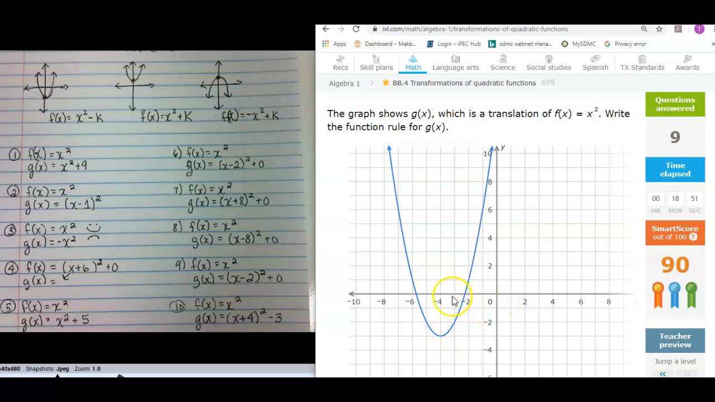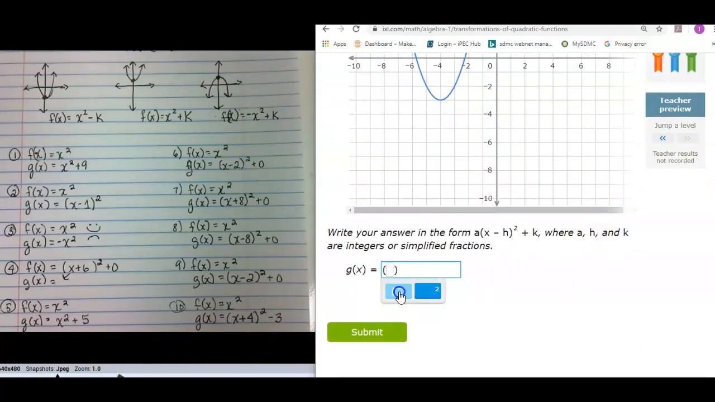Now notice, my vertex is at -4, -3. And you will learn furthermore about vertex form. It is one of the most wonderful forms, and you can tell it from an equation as well as from a graph.